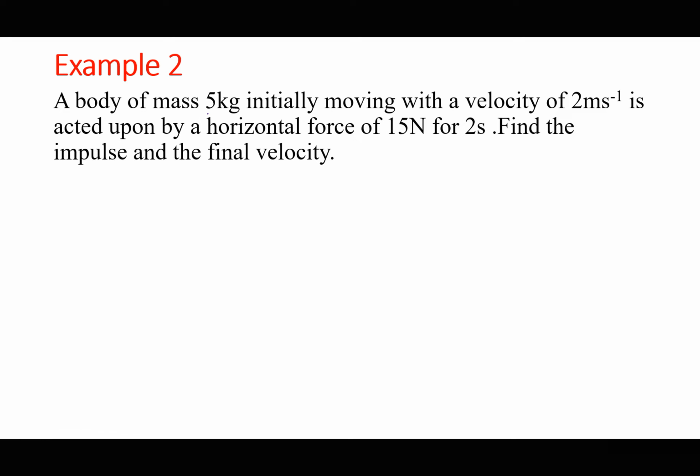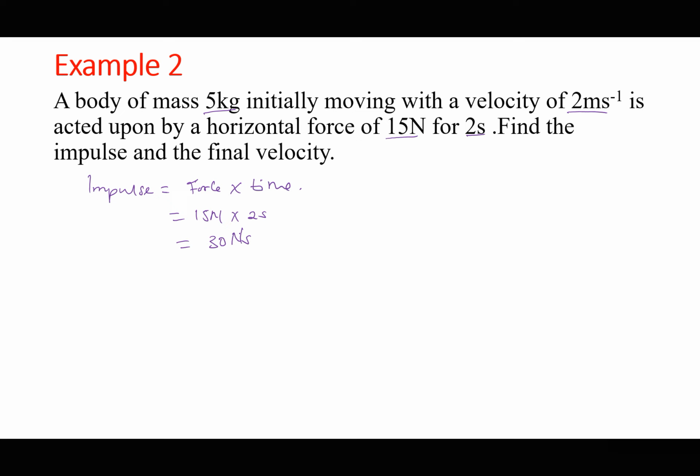A body of mass 5 kilograms initially moving with a velocity of 2 meters per second is acted upon by a horizontal force of 15 newtons for 2 seconds. Find the impulse and the final velocity. Of course, we know that impulse is the product of force times time. Therefore, impulse is going to be 15 newtons times 2 seconds, so the impulse is 30 Newton seconds.